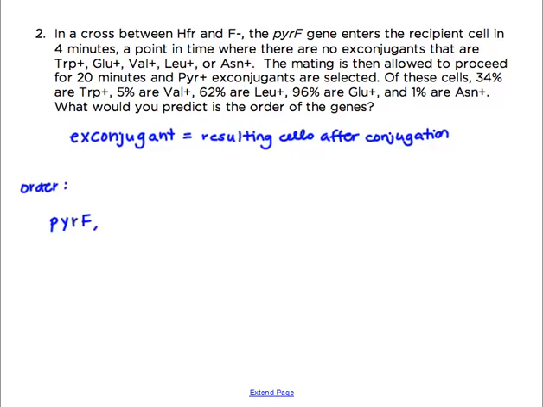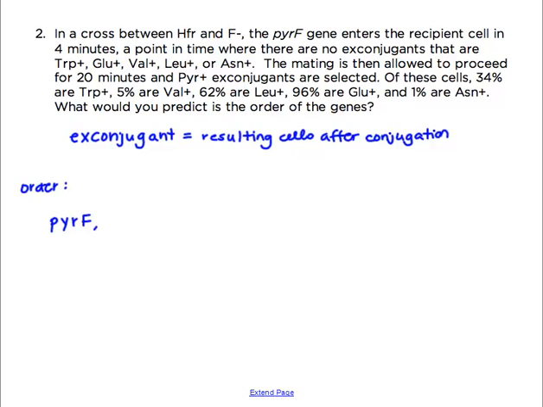So the farther the gene is from the PYRF gene, the more likely it is that that fragile connection between the two cells will be broken before that gene can be transferred. So therefore, the frequency, which is the percentages that they're giving us, the frequency of these genes beyond PYRF that are transferred decreases with the distance from the early marker. So the farther away it is, the frequency is going to be lower. So let's look at these frequencies.